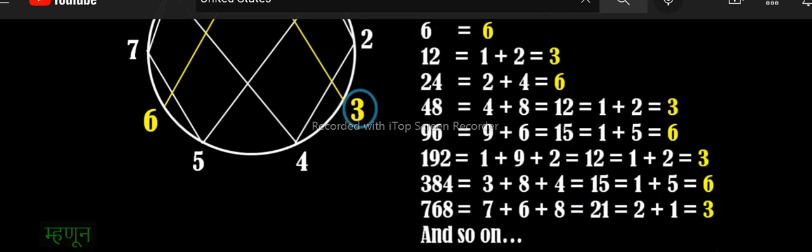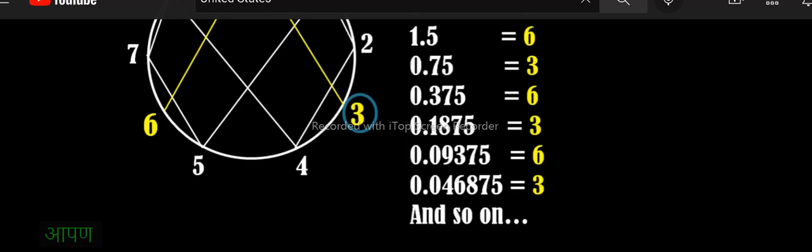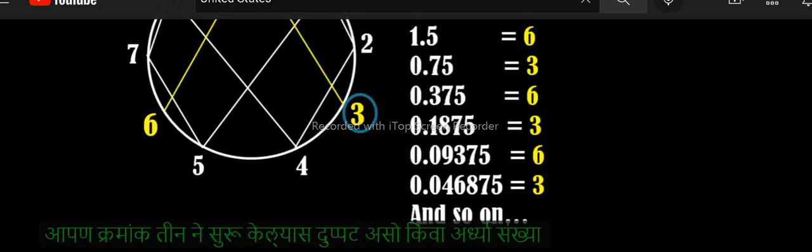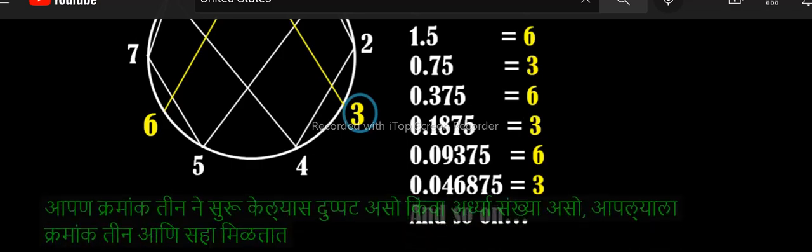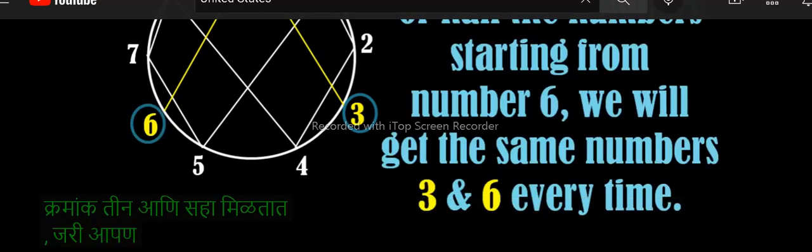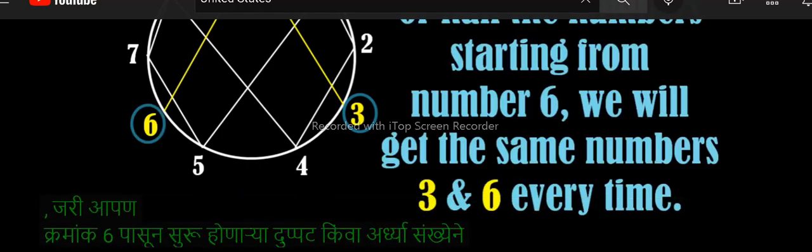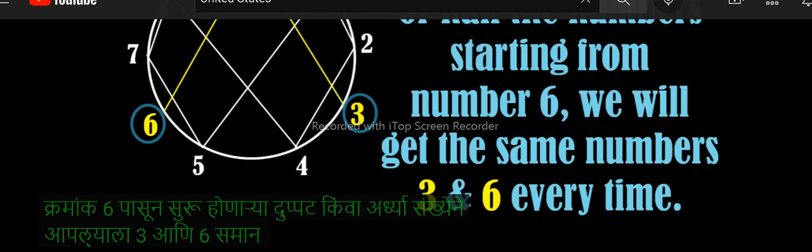Hence, whether we double or halve the numbers, if we start with number 3, we get numbers 3 and 6 only. Even if we double or halve the numbers starting from number 6, we will get the same numbers 3 and 6 every time. But surprisingly, even this time, 9 is absent in the sequence.